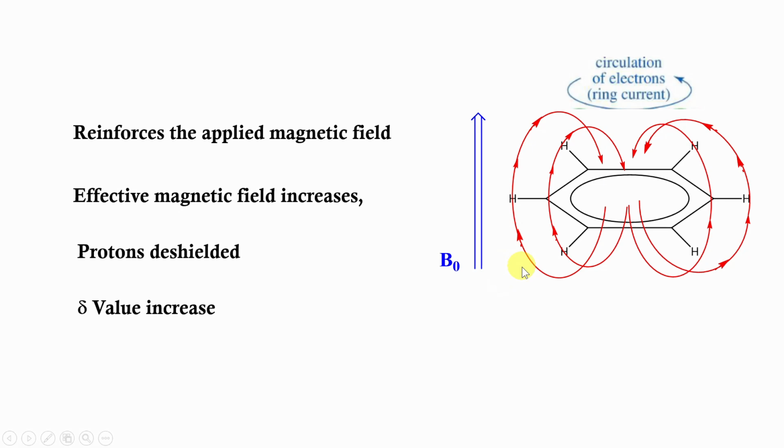external magnetic field is experienced by each of the hydrogen atoms of the benzene ring. This anisotropic effect usually reinforces the applied magnetic field, and hence the effective magnetic field experienced by each proton increases. Thereby we can say protons are de-shielded, and hence the chemical shift value, or delta value, increases because of the anisotropic effect.